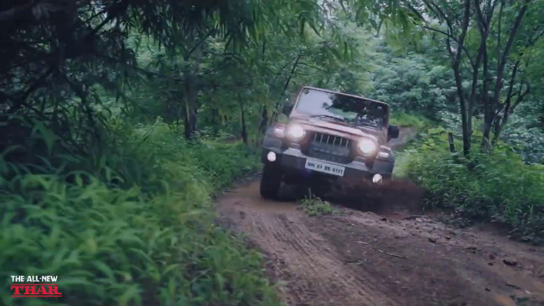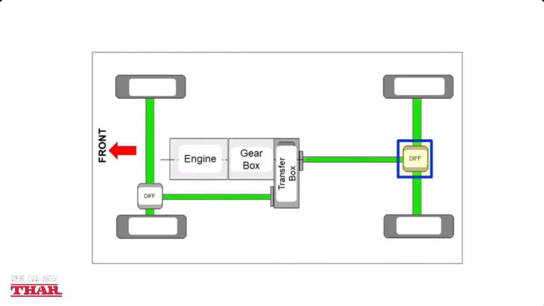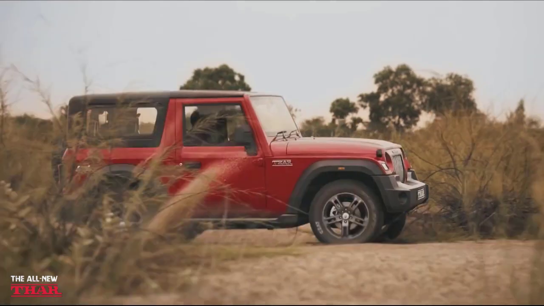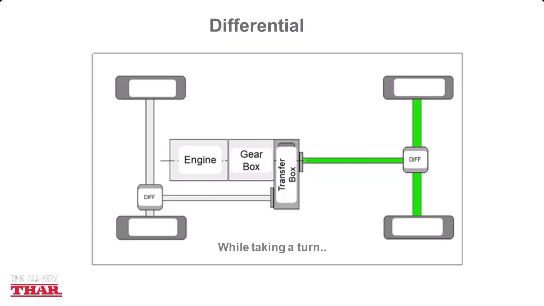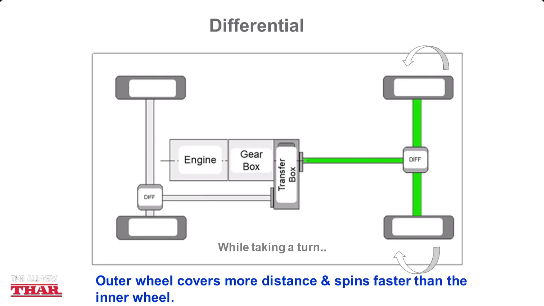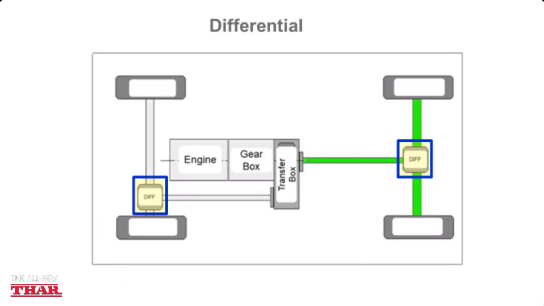The Thar, being a four-wheel drive vehicle, has two differentials, one at the front and one at the rear. The differential gets its name as it allows torque to be transmitted to the wheels even if the wheels spin at different speeds. Say a vehicle is turning to the right. The outside left wheels cover more distance and spin faster than the inside right wheels, which cover less distance and spin slower. The beauty with the differential is that it does this automatically and with no driver input.